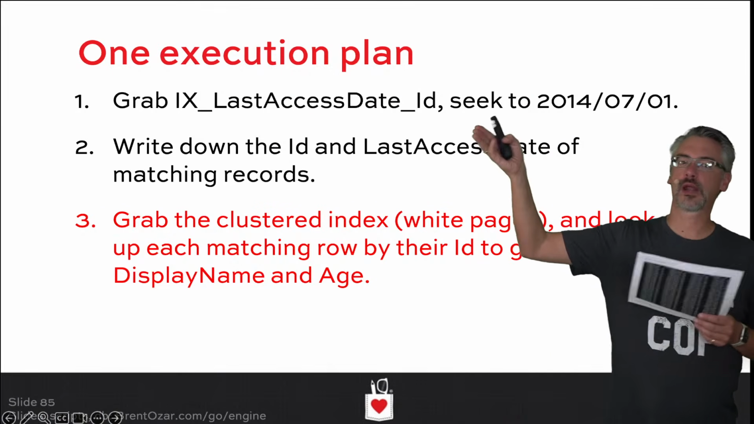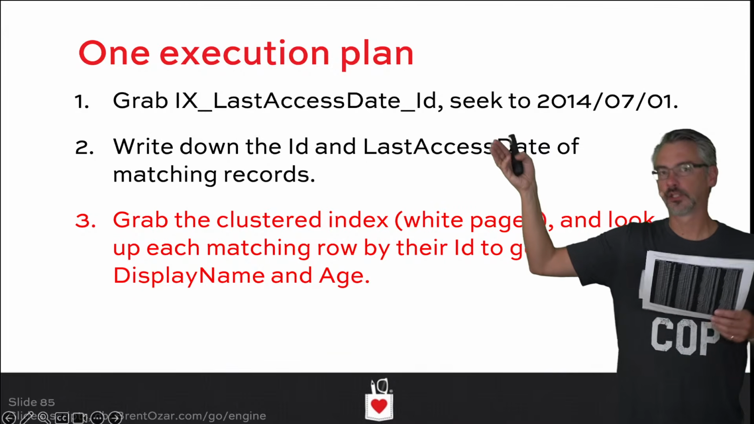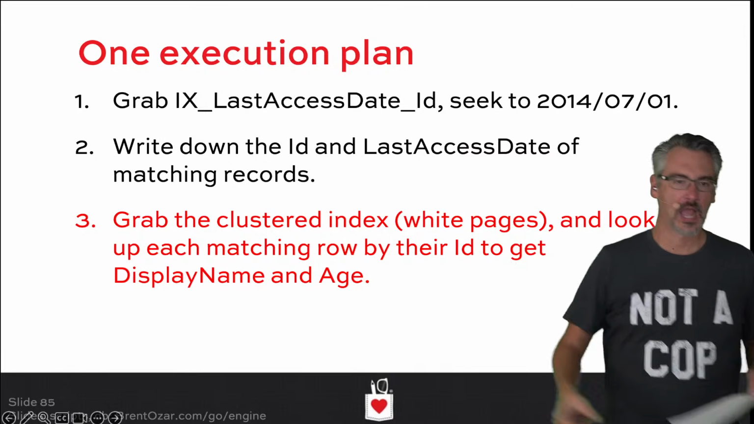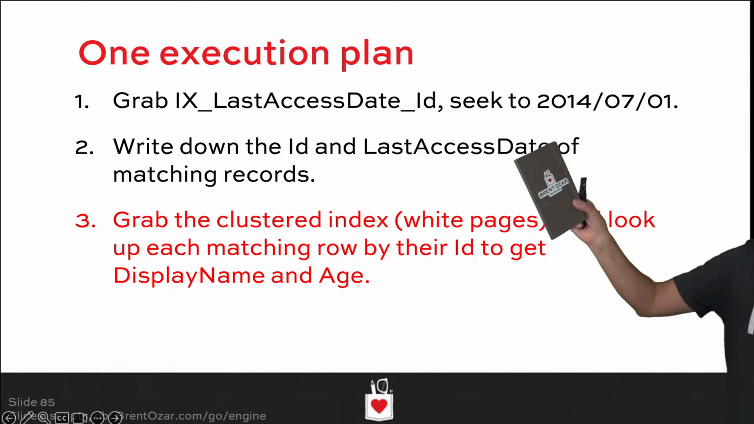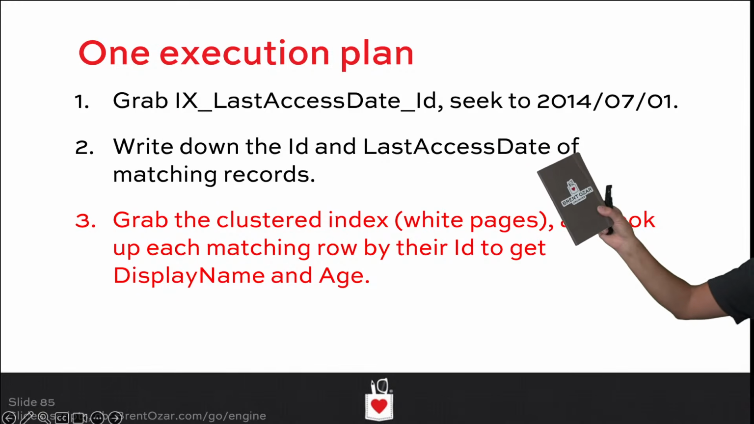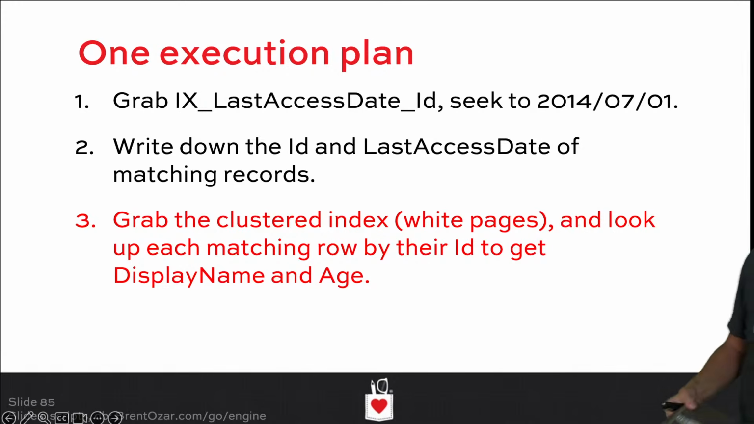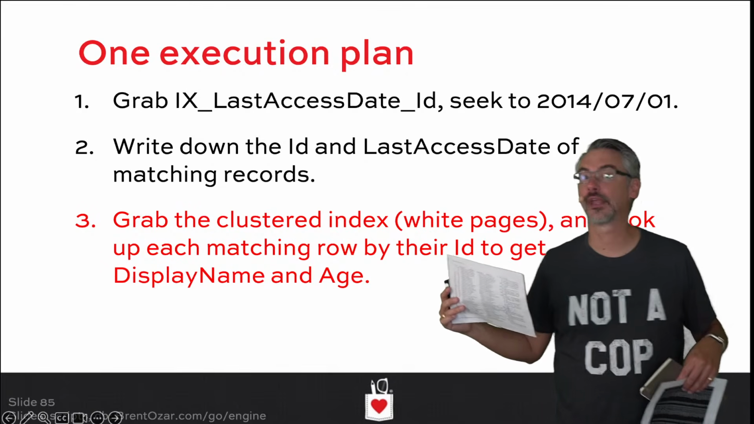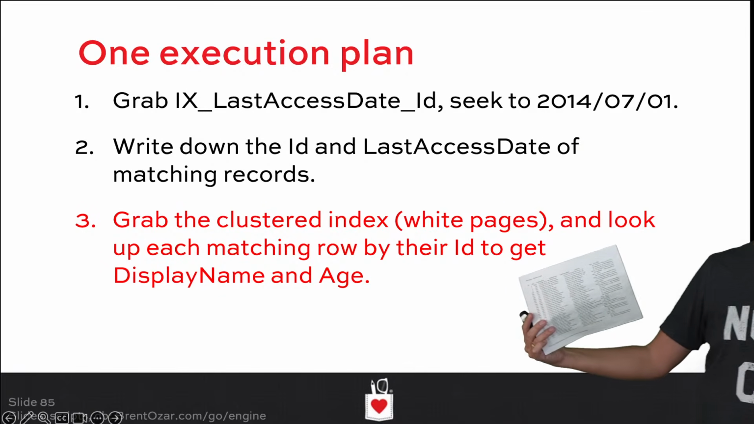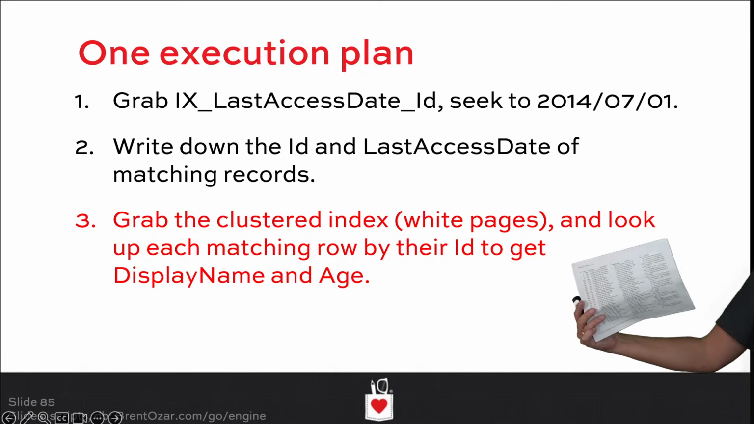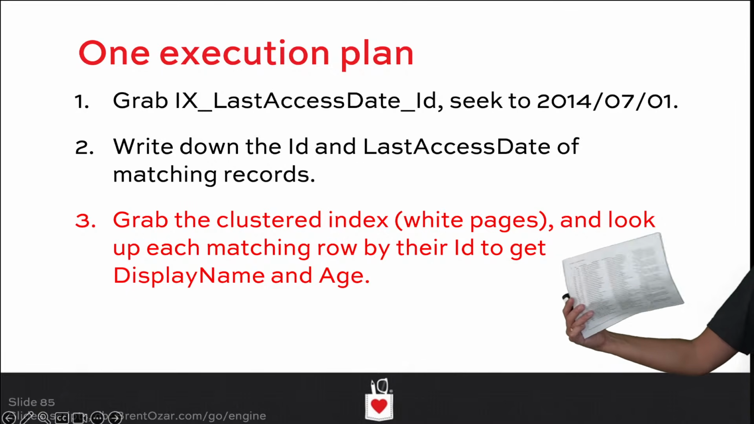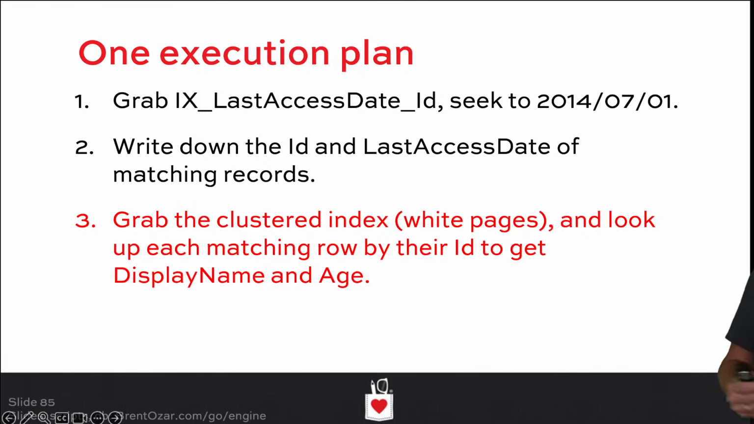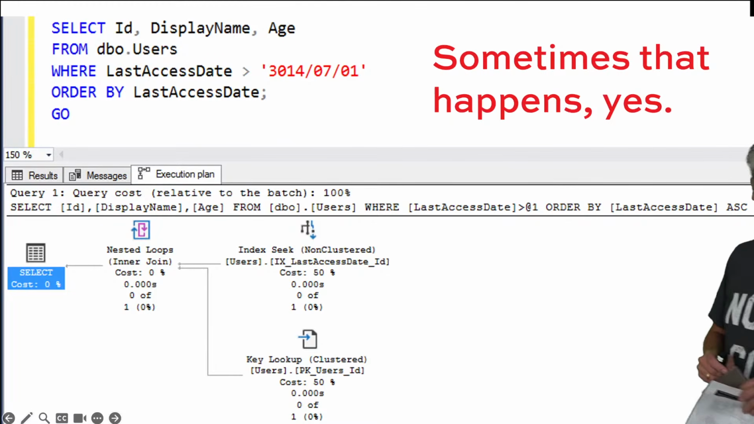In plain English, here's one way that I could do it. I could go grab the index and seek to July the 1st. I could scribble down the last access date and ID of all of the rows that match. And then I could go back over to the clustered index armed with their IDs, because now I have their IDs, and I could go pull their display name and age off of this. Sometimes that's how SQL Server works.